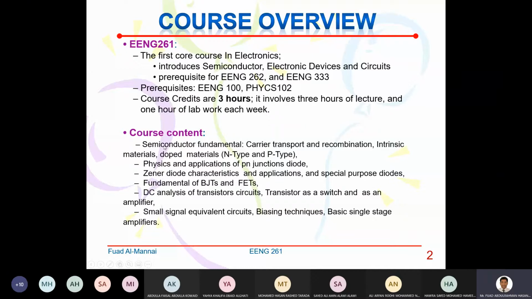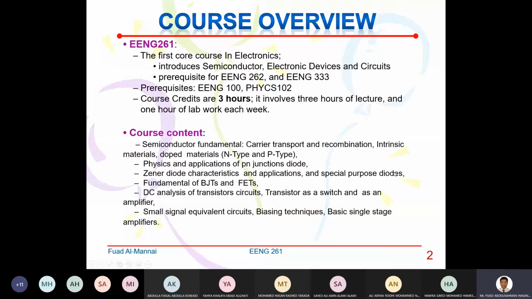The course content: we're going to look at semiconductor fundamentals, carrier transport and recombination, intrinsic materials, doped materials, and from the doped materials we're going to produce N-type and P-type. Then the physics and application of the PN junction, that's chapter number 3, and then Zener diode characteristics and applications.